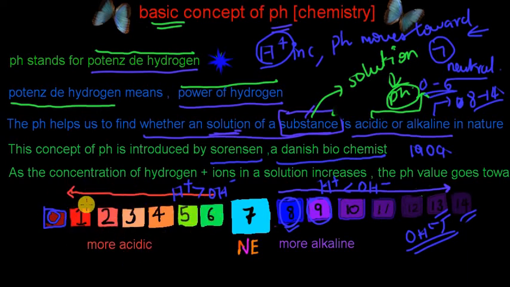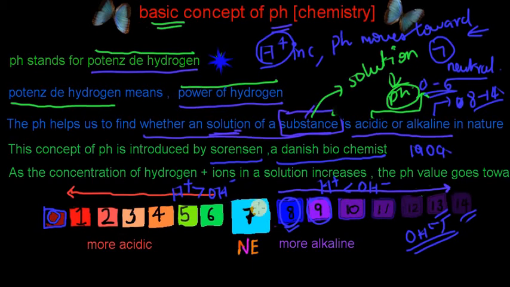Okay, so these are more acidic than these solutions which have 5 or 6 pH values. Like that is also here. So these solutions which have 13 or 14 pH values will have more hydroxide ions and fewer hydrogen ions than the solutions which have 8 or 9 pH. Okay, so this is the basic concept.